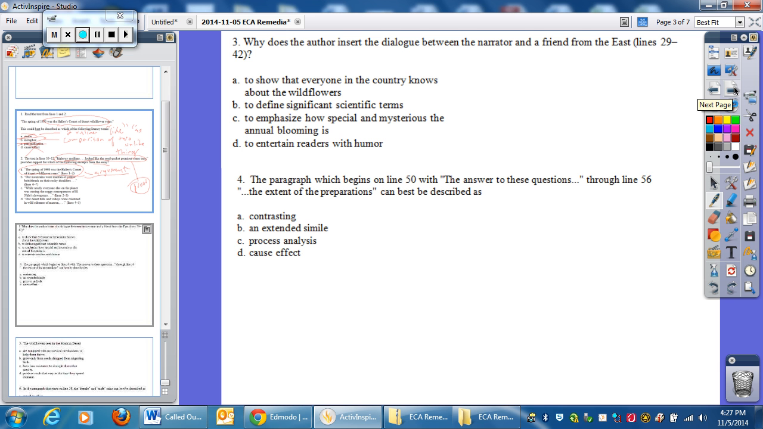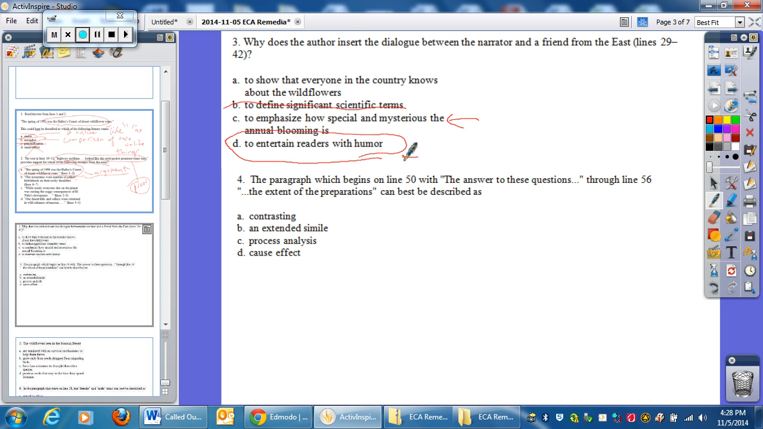Why does the author insert dialogue between the narrator and a friend from the East? Okay, now, as you go through the article, you notice she uses an awful lot of scientific terms and a lot of big, colorful terms. That's not the correct answer because they don't need scientific terms. To emphasize how special and mysterious the annual blooming is. Well, they've already emphasized that enough. At this point, the author has taken a turn and wanted to have a piece of humor in it. Okay, this is a believable answer. This is the better answer.